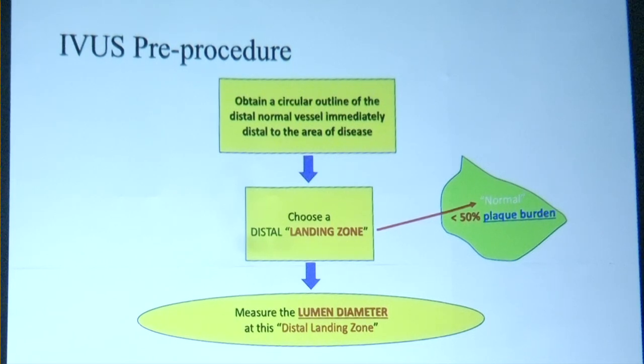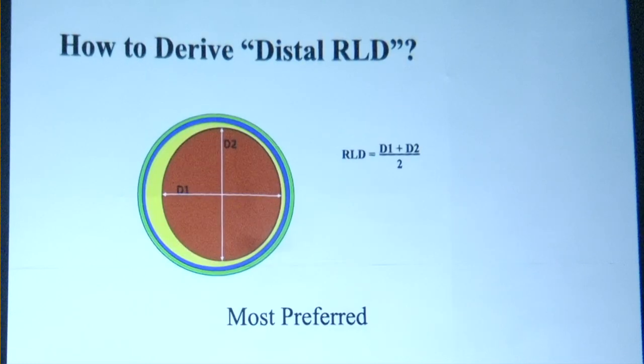And if you have 50% or less plaque burden, those should be fairly close to each other. Especially if you have 30% or less plaque burden, they are very, very close to each other. So it becomes a moot point. But if you don't, you have to consider that difference.